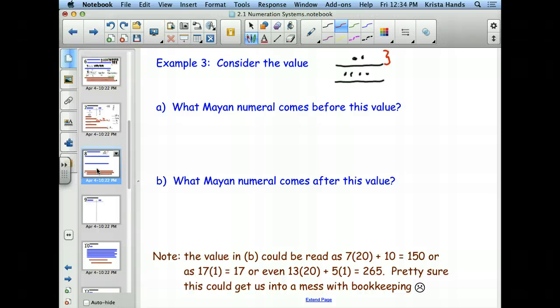7. And the bottom 2 pieces combined, and they would be worth 9. This is not the number 79, however. Students tell me that a lot. It's not 79. Because remember, their place values are worth modified powers of 20. So this is like having 7 $20 bills and 9 $1 bills. That's the equivalent of what we're looking at here.